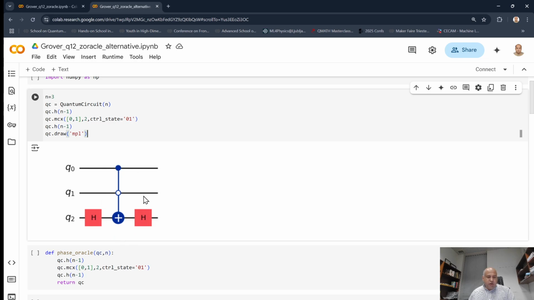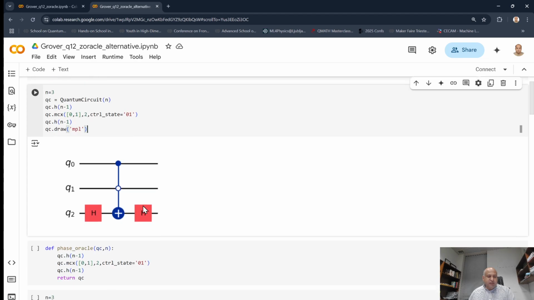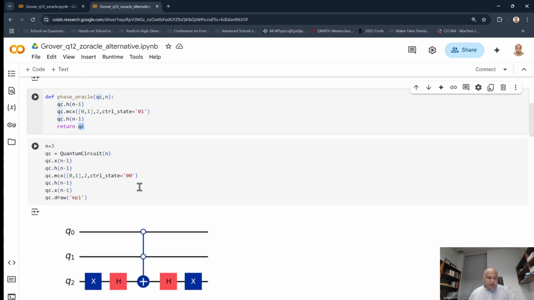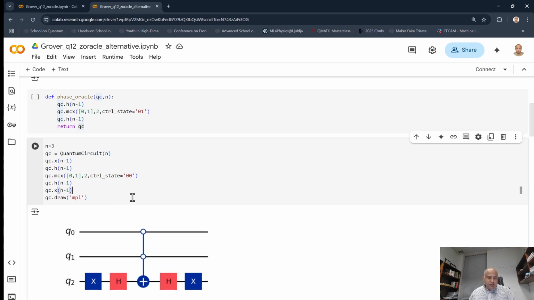Now, since this is an oracle that I will have to use many times in the circuit, I'm putting this inside a function. So I have defined a function called phase oracle, which takes the quantum circuit and the number of qubits as input, and gives this circuit as output, because it's just adding these Hadamard, multi-control X, and Hadamard to the circuit. And then this is the circuit for the minus U naught operator.